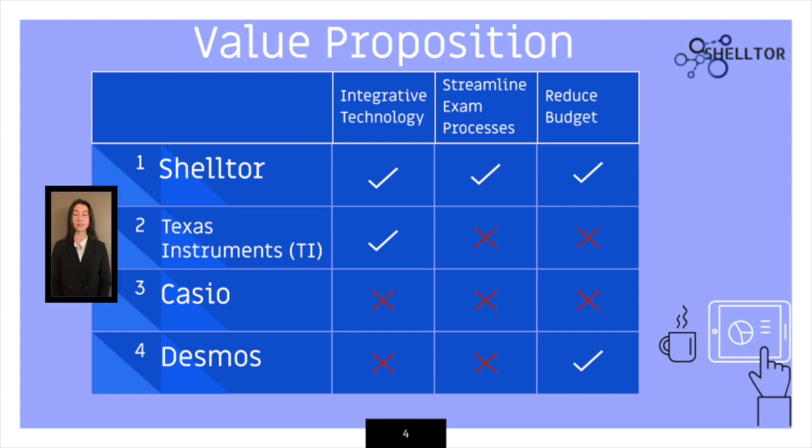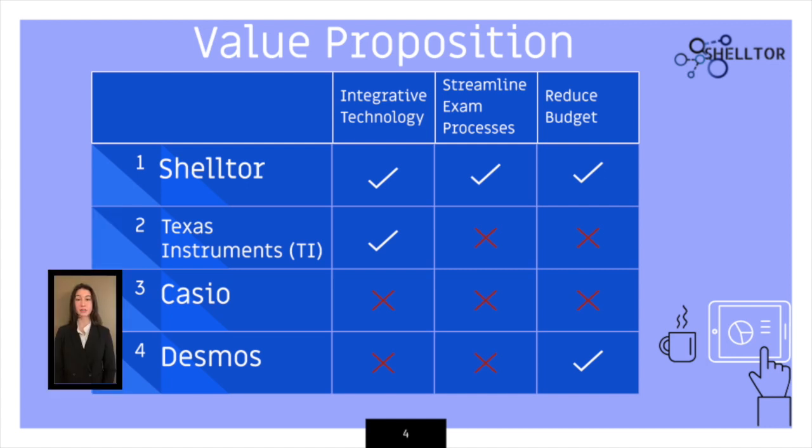Our competitor, Texas Instruments, is expensive and not allowed in most university classrooms. Casio does not have a significant edge in any category, and Desmos is only able to function on Wi-Fi, which brings up academic integrity concerns.